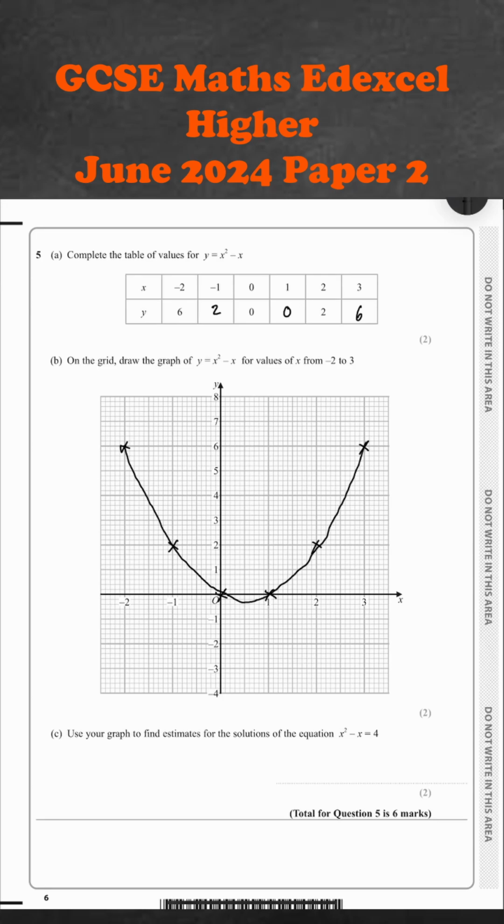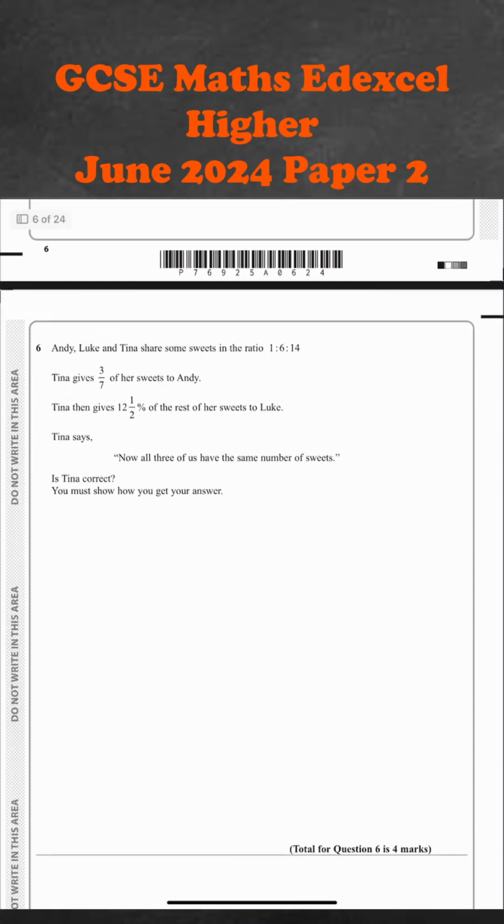Part C. Use your graph to find estimates for the solution of the equation x squared minus x equals 4. This is going to be where y equals 4, so let's just do a dotted line at y equals 4. These are our two solutions here. So we'll just read the graph down. That's about -1.5, and the one on the right is about 2.6. The mark scheme gives a little bit of leeway based on how you've drawn your diagram.